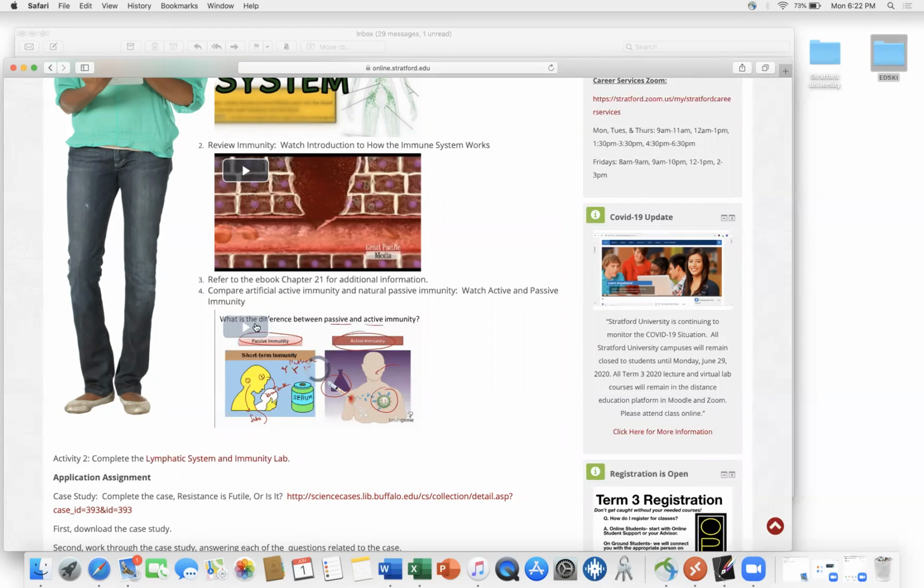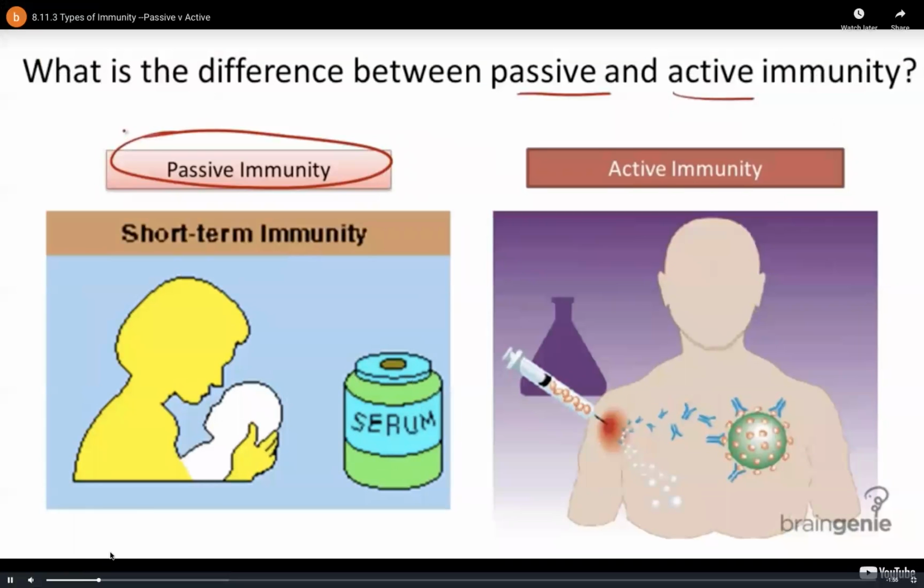Let's show this video enlarged. What's the difference between passive and active immunity? Well, passive immunity is an example of the body using an army of antibodies.